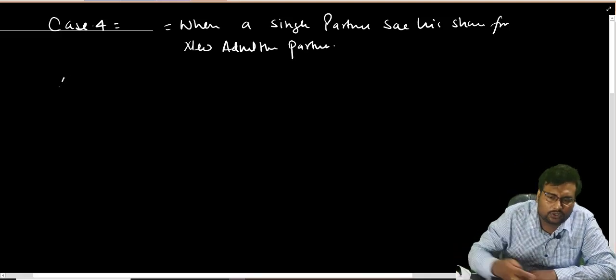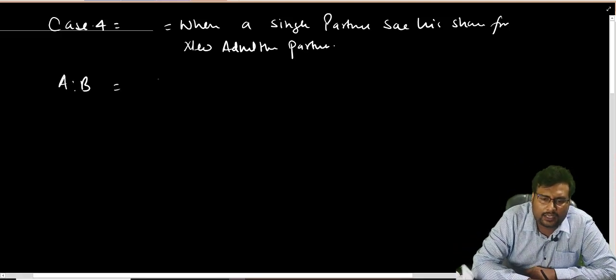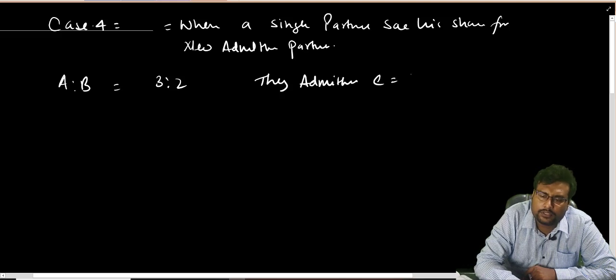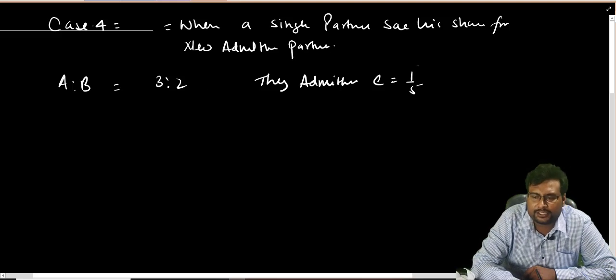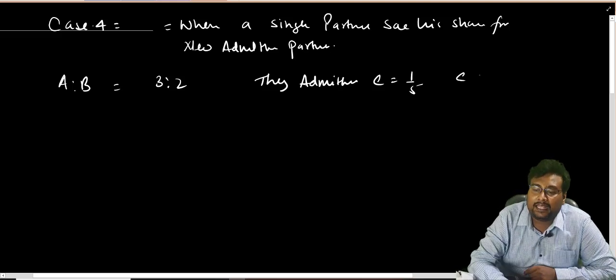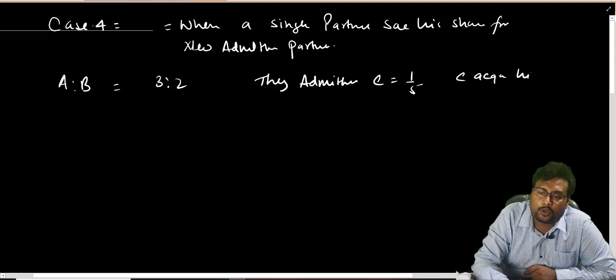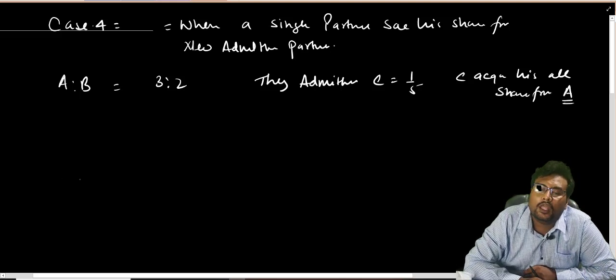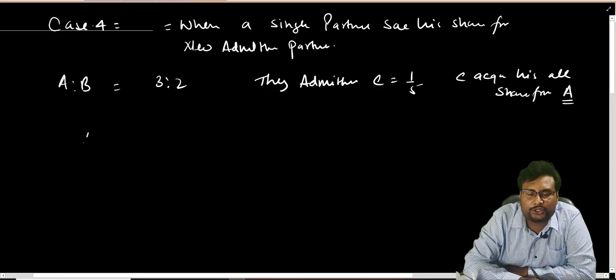So suppose A and B are partners in the ratio 3:2 and they admitted C for 1/5 share, and C acquires his whole share from A. Now you have to calculate the new profit sharing ratio. So it is very simple.